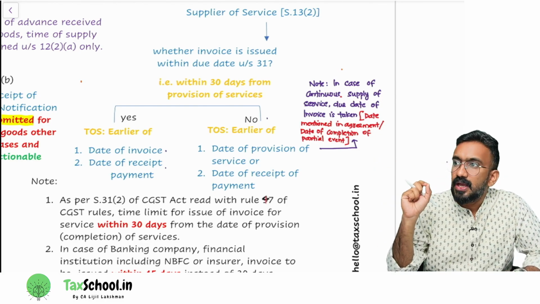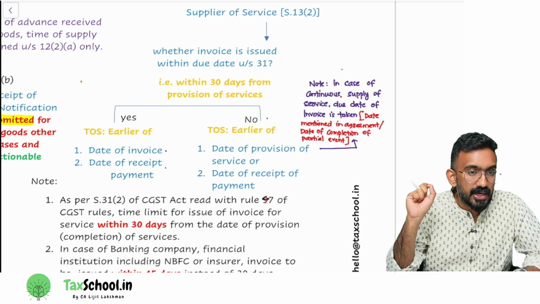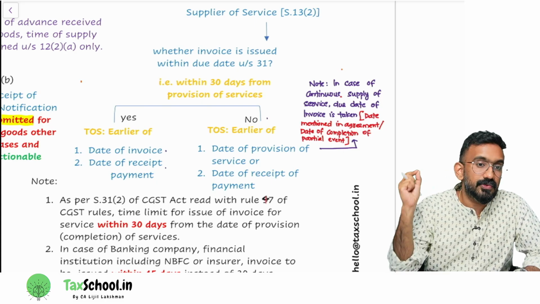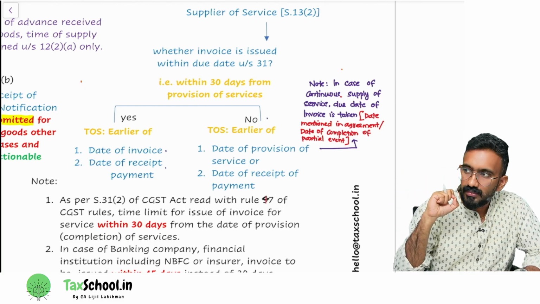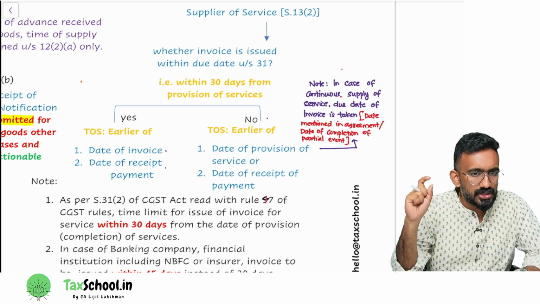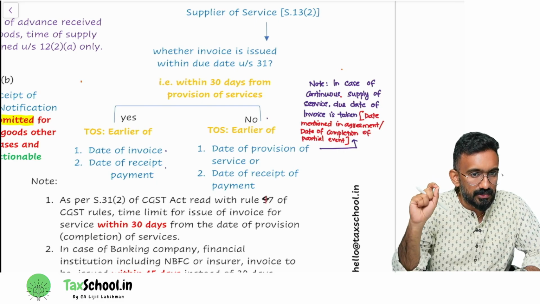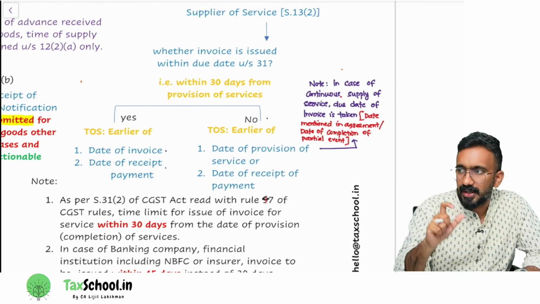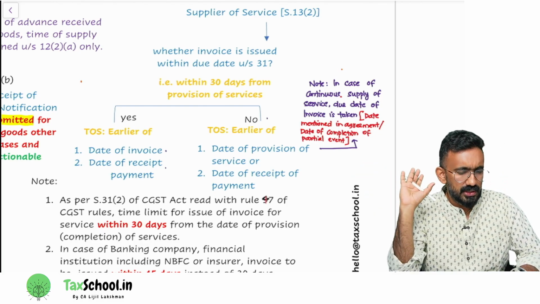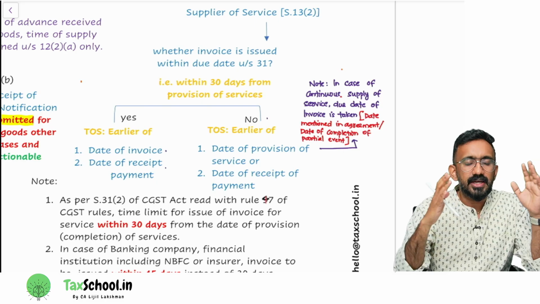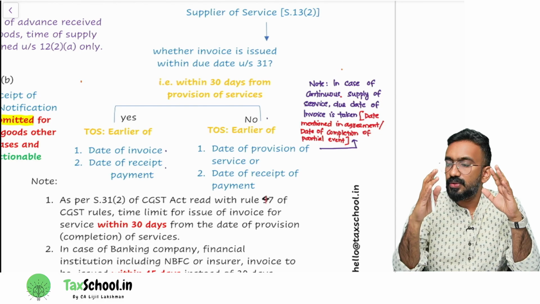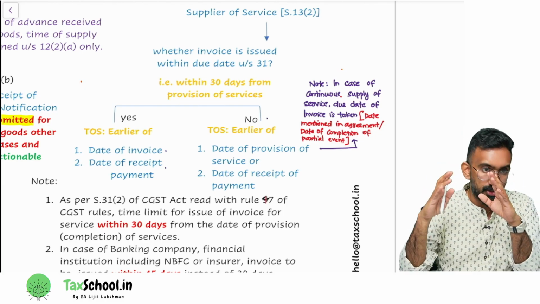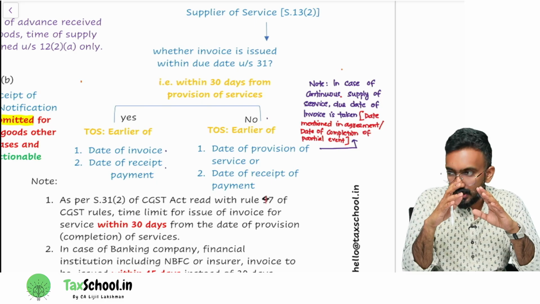Look at this. Supplier of service. How do you determine time of supply for supplier of service? It is under 13 subsection 2. Section 13 talks about supply of services, time of supply. Subsection 2 will determine it for a supplier. Very similar provision. In goods, we ask the question, did I issue the invoice within the due date? Same way we are asking the same question here. Did you issue the invoice or not is the question that we are asking.